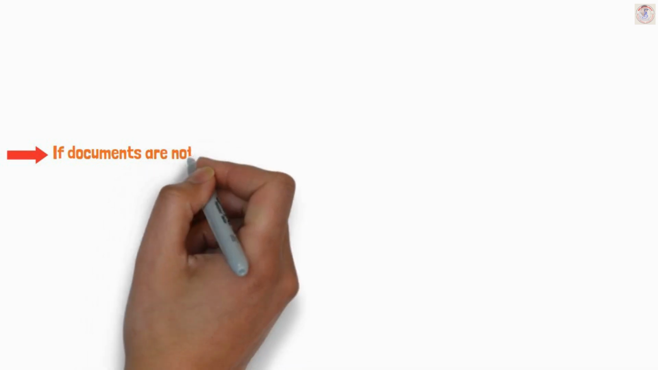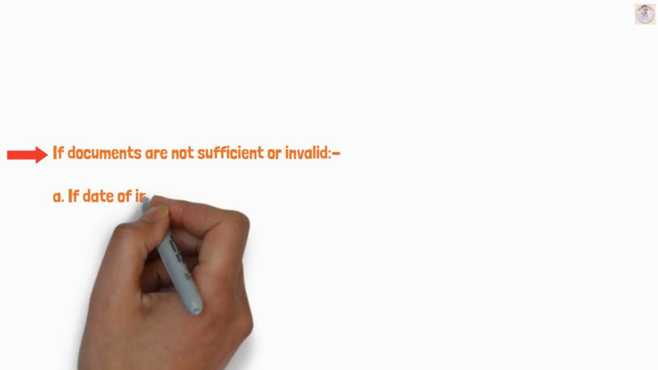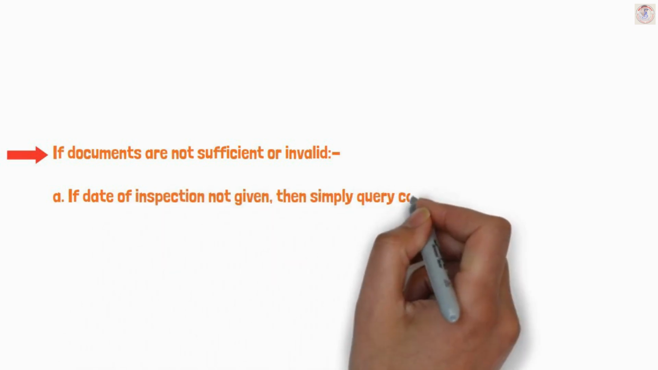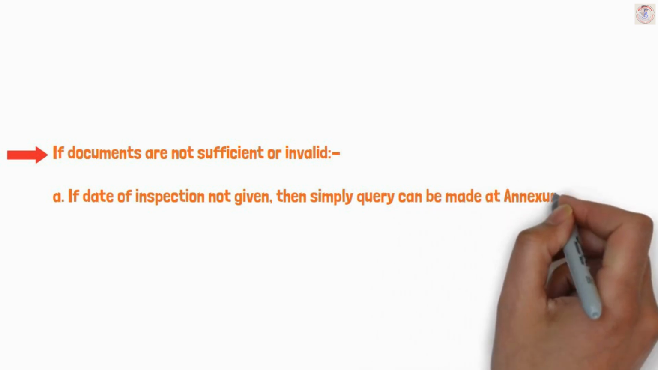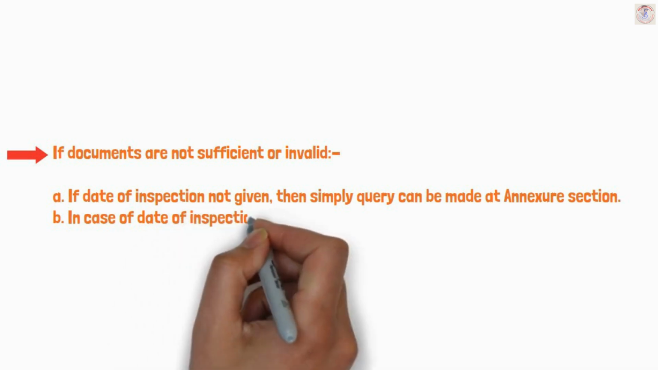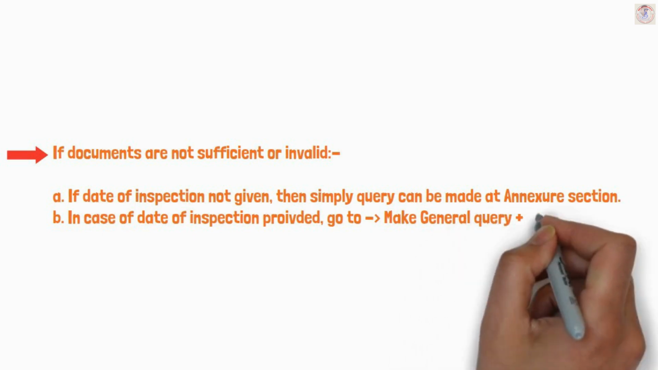If documents are not sufficient or invalid: A. If date of inspection is not given, then simply a query can be made at an extra section. B. In case date of inspection is provided, go to make General Query plus without payment.